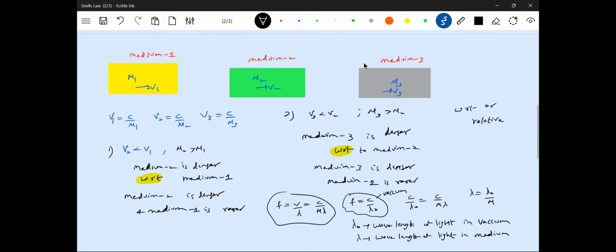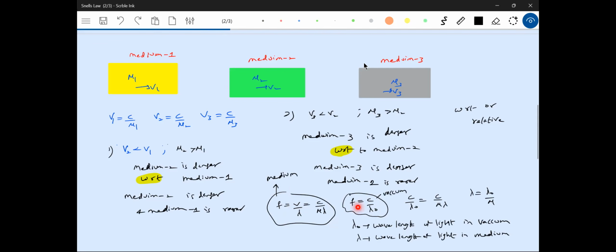In any medium, there is a formula. The frequency, speed and wavelength of light in any medium is given by F equal to V by lambda. In vacuum, F equal to C by lambda naught. Then how the wavelength of light in different mediums is related in terms of refractive index, we'll make a generalized formula like this here.